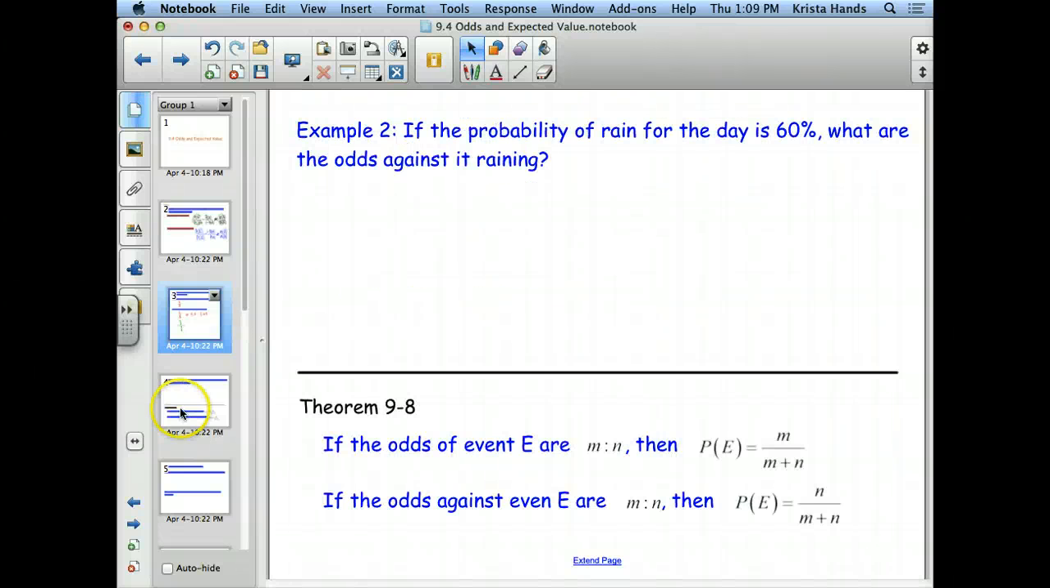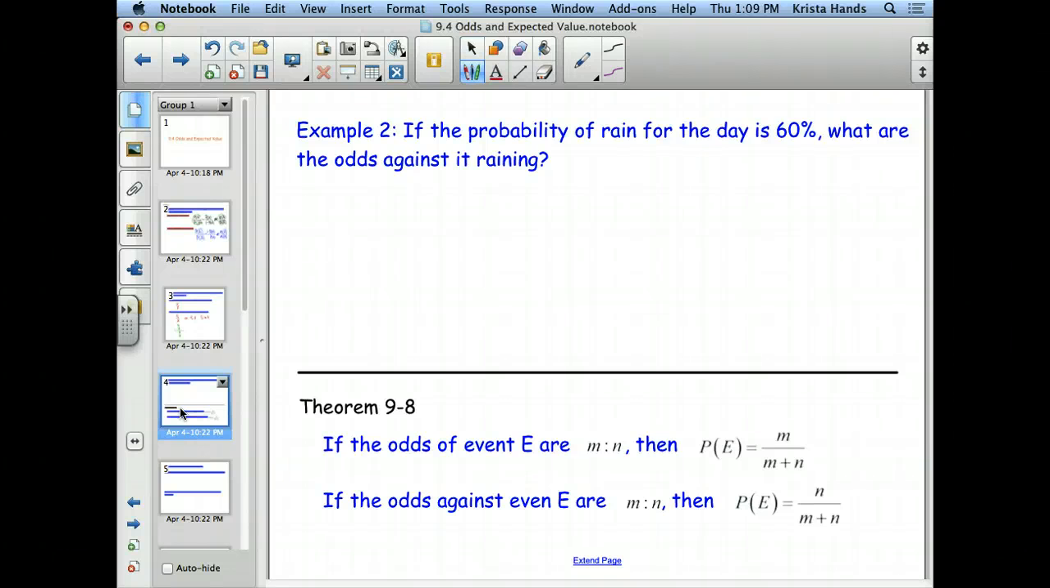This next one, though, it's more helpful to talk about it in terms of the probabilities of things happening compared to the number of things happening, because we don't have a number of things happening on the next example. We only have probabilities that we're comparing. It says if the probability of rain for the day is 60%, that is a 60% chance that it will rain, what are the odds against it raining?